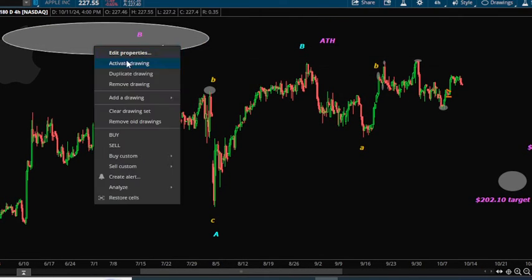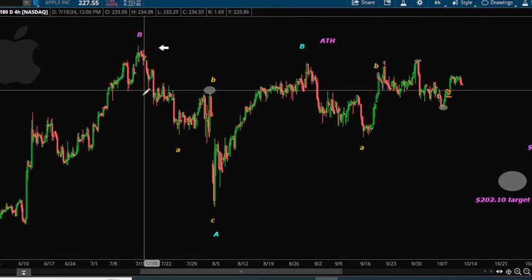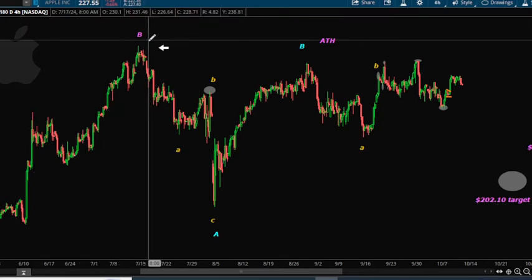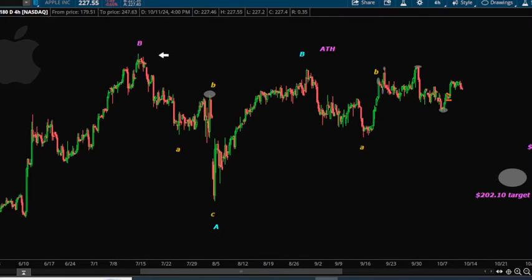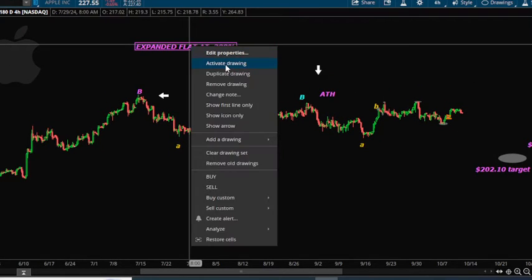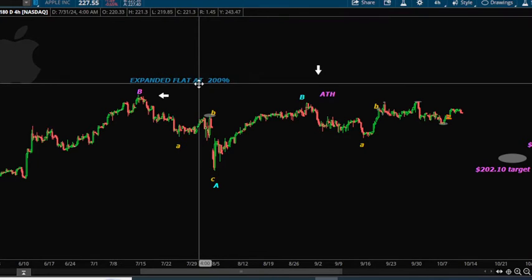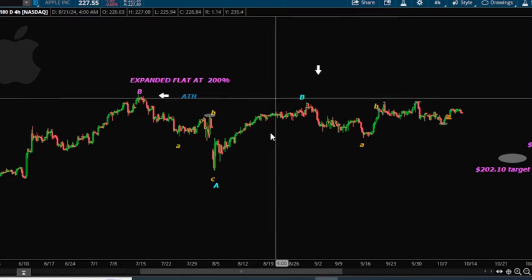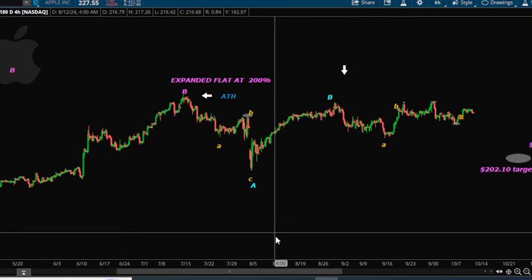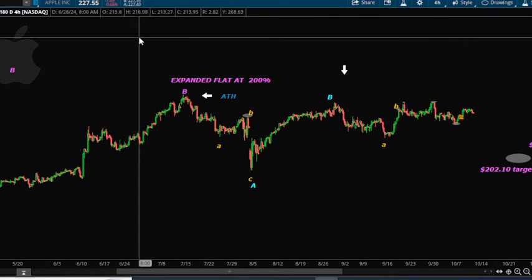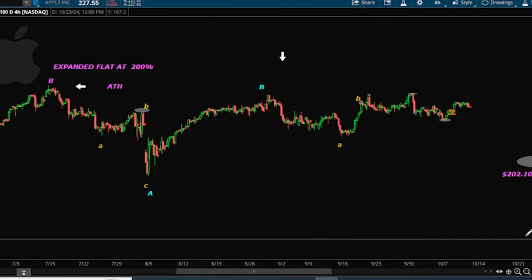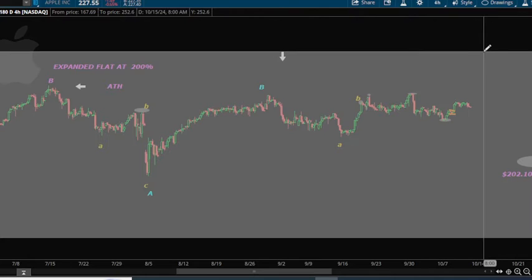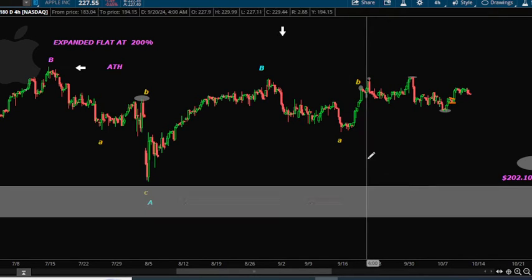And get rid of this oval here. Okay, so this is your B wave up at the 200%. Did I write that down? Yeah. Up here. This is your all-time high. Zoom in a little bit more.